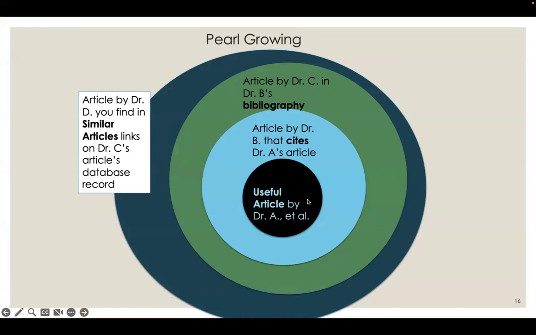So this is just finding a good article that really seems to be answering your question, giving you good information, and then expanding it out with citation chaining, and then also similar article links. And I can show you all what that looks like in Ovid.